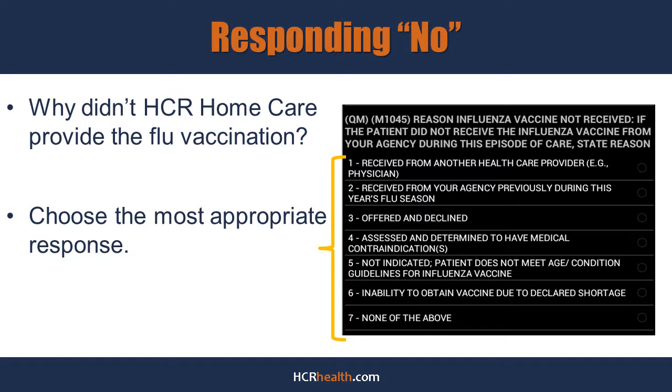Choose number 6, inability to obtain the vaccination due to a declared shortage, if there is a nationwide or regional shortage in the vaccination. And choose number 7, none of the above, if no other option applies.